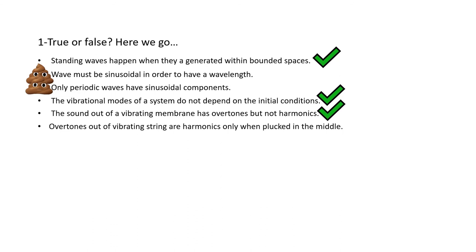Overtones out of vibrating strings are harmonics only when plucked in the middle. Well, all vibrational modes of a string have frequencies that are integer multiples of a fundamental, so they are all harmonics. When plucked in the middle, only the odd harmonics are excited. When plucked elsewhere, then some of the even modes get excited as well, but those are also harmonics, so this is false.